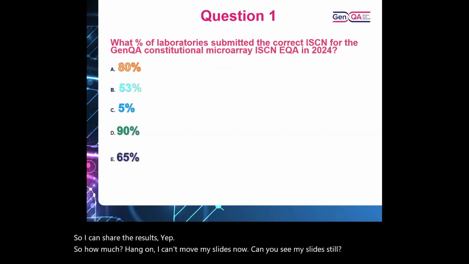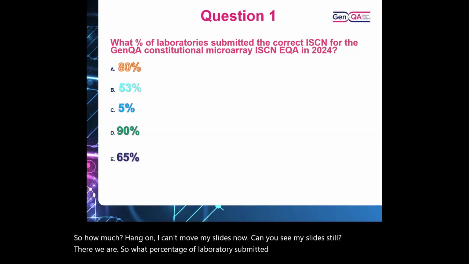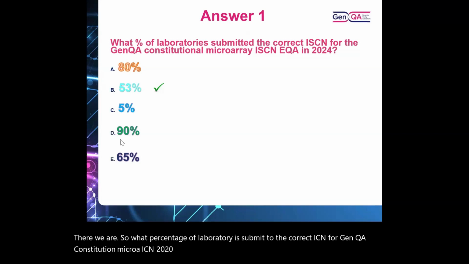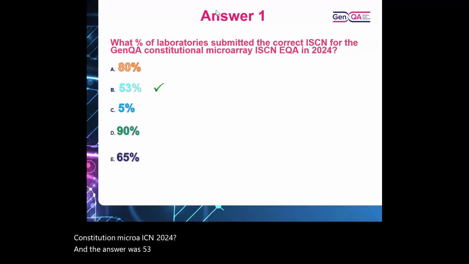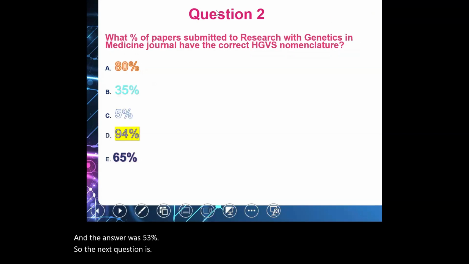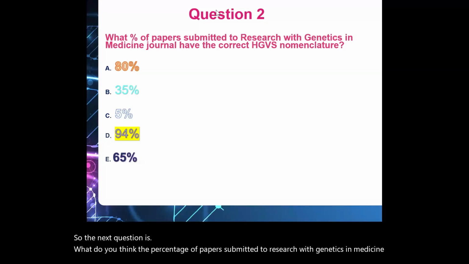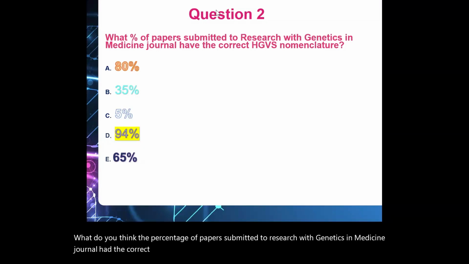There we are. So what percentage of laboratories submitted the correct ISCN for GenQA constitutional microarray ISCN in 2024? And the answer was 53%. So the next question is, what do you think the percentage of papers submitted to the Genetics in Medicine journal had the correct HGVS nomenclature?